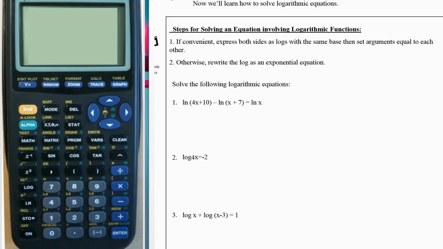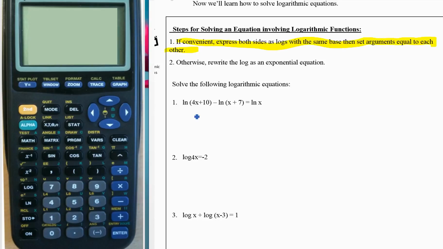Now we're going to go through how to solve logarithmic equations. So these are equations that have logs and the variable is inside the logarithmic function expression. So very similar to exponentials. If convenient, express both sides as logs with the same base, then set the arguments equal to each other. So the thing inside the logs equal to each other.